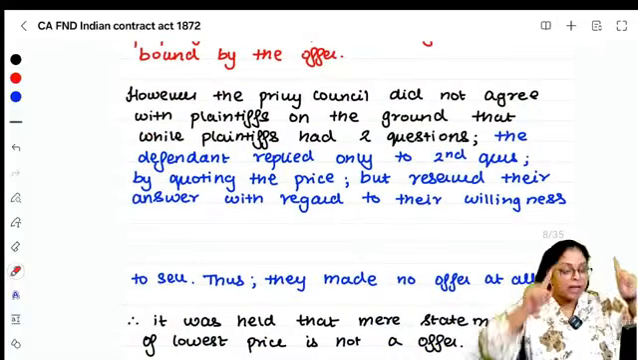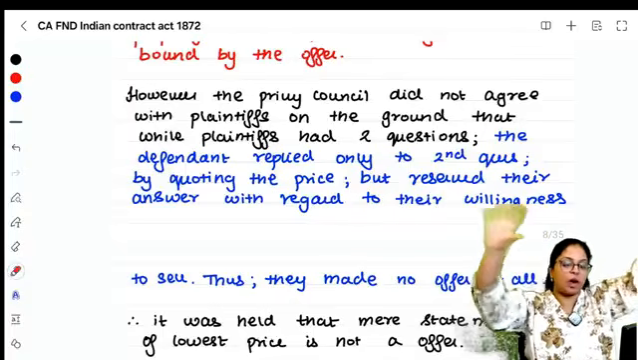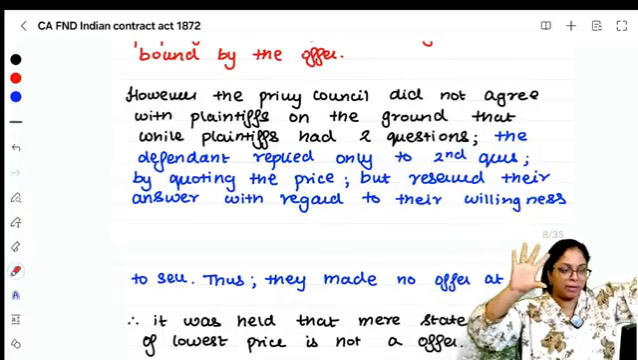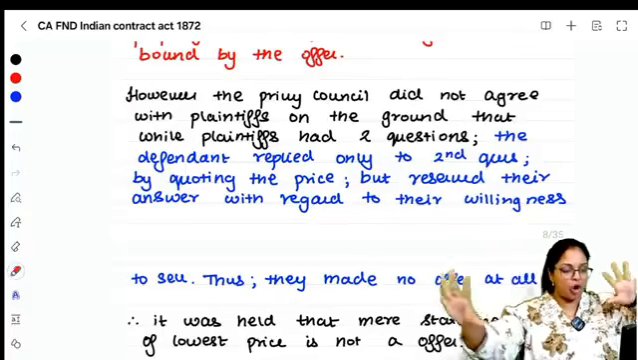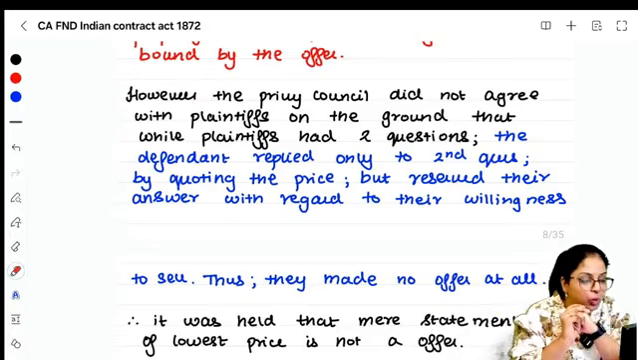Invitation to offer, for example, the hoarding at McDonald's, and they will tell you what and all menu is there. Okay, there's aloo tikki burger, there's a meal, there's Coke, Pepsi, fries, nuggets. This and all is what? This is an invitation to offer.